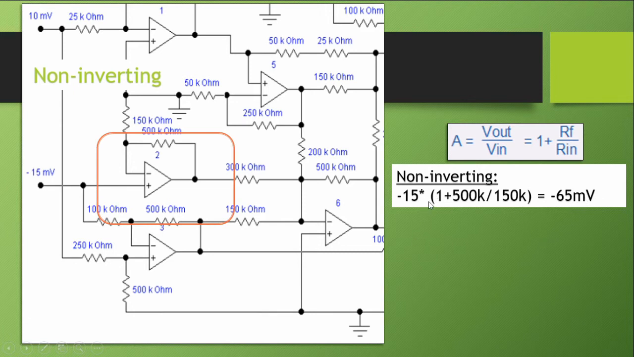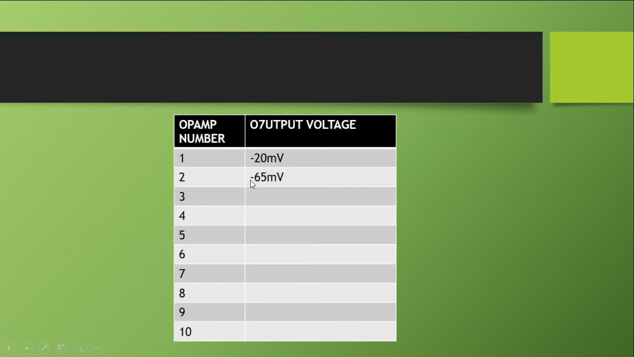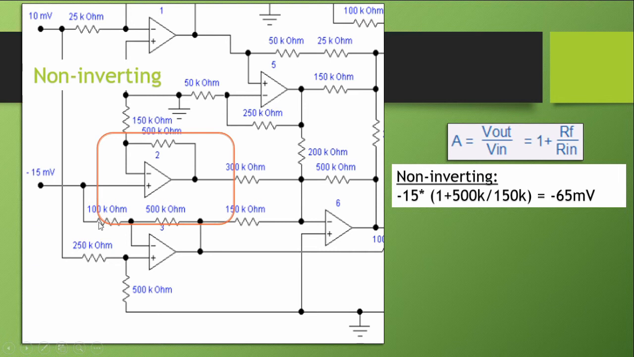I did not include the milli here, but the result is negative 65, so I just placed millivolts at the output. So don't be confused as long as you know that your answer is in millivolts. You can add millivolts if the unit prefixes confuse you. Therefore, the output of op-amp number 2 is negative 65 millivolts. So don't be confused by all those things connected here.